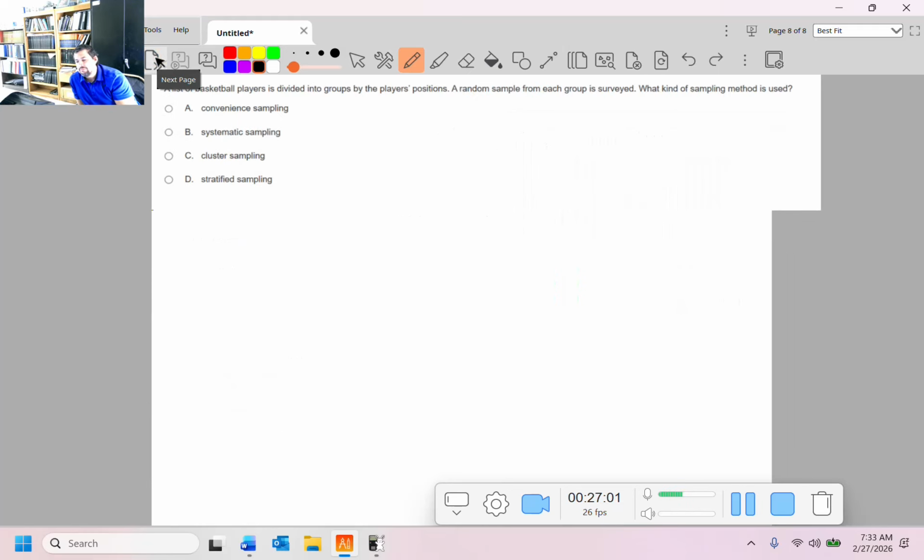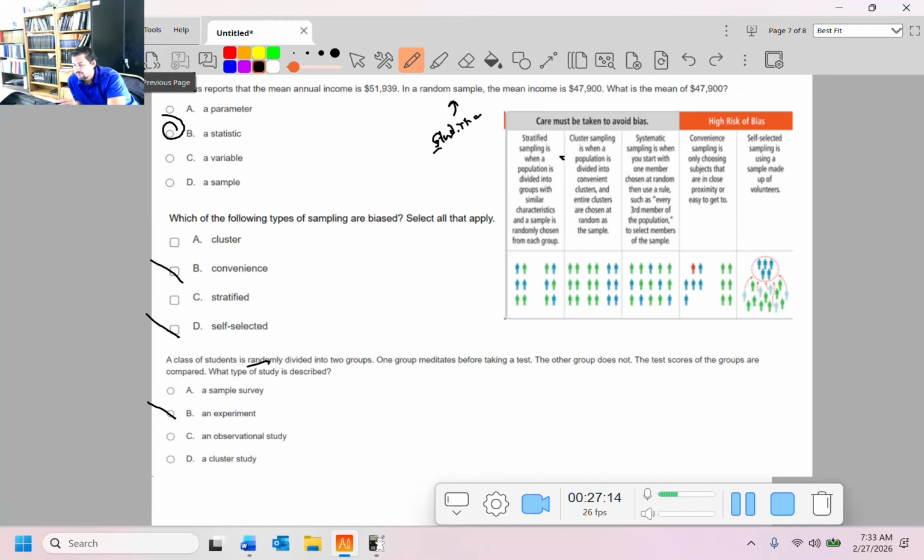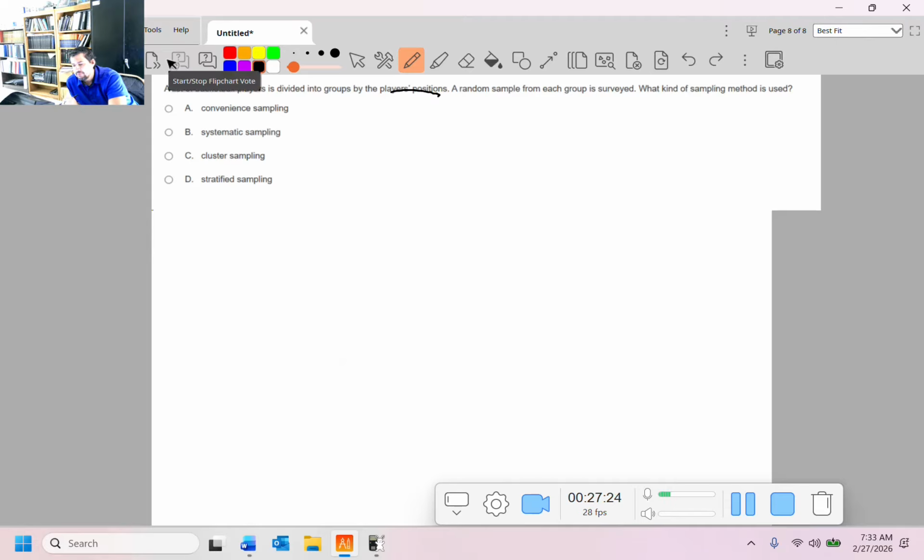All right, a list of basketball players is divided into groups by the players' positions. A random sample from each group is surveyed. What kind of sampling method is used? So they're divided by position. Stratified sampling is when a population is divided into groups with similar characteristics and a sample is randomly chosen from each group. That's stratified. And then you take a random sample. That's the definition of stratified.